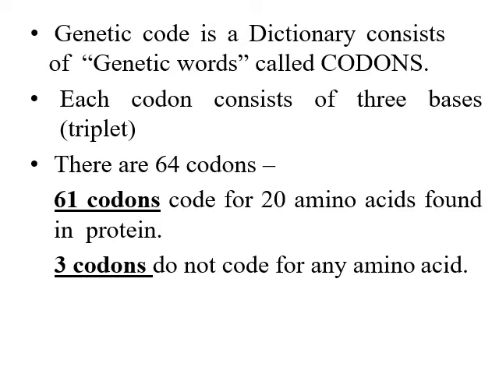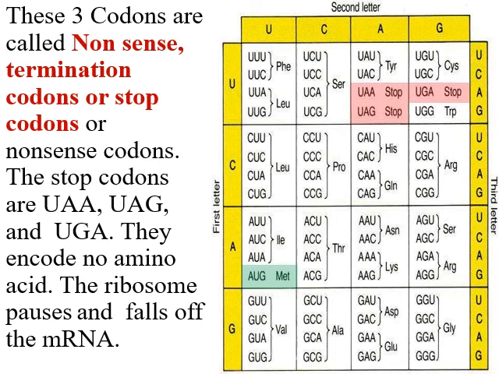But out of 64, 61 codons code for the 20 amino acids found in proteins, but 3 codons do not code for any amino acid. These 3 codons, which do not code for any amino acid, are called nonsense codons, termination codons or stop codons. The stop codons are UAA, UAG and UGA. The ribosome falls off the messenger RNA.